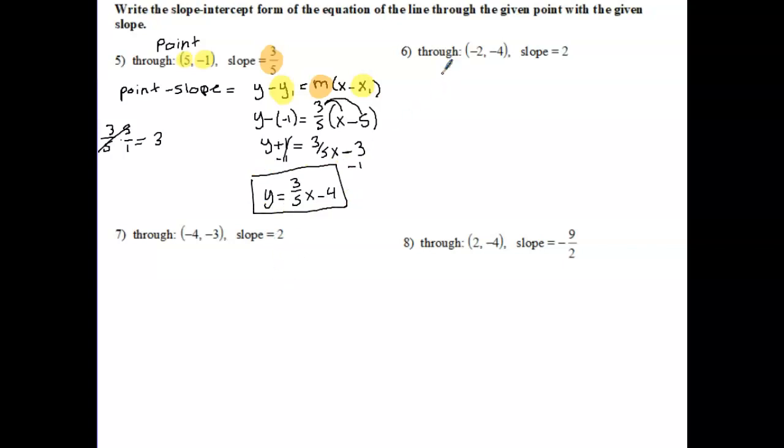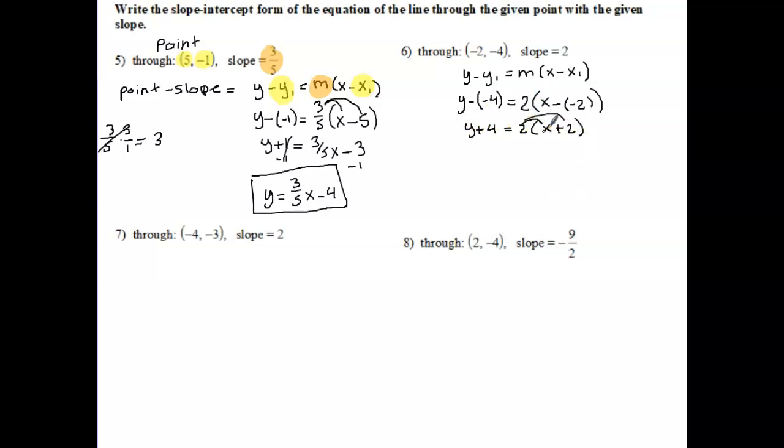I'll do number 6, and then I'll leave you to do 7 and 8. I have a point and a slope, so I will use point-slope form. Y minus y1 equals m times x minus x1. I'm going to put in my point for y1, negative 4, my slope in for m, and then my coordinates in again for x1, so x minus negative 2. I'll fix those double negatives to get y plus 4 equals 2 times x plus 2.